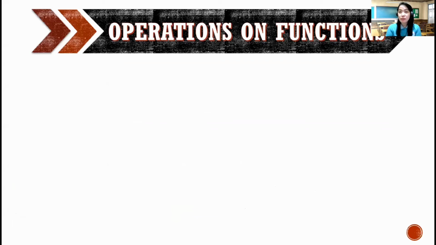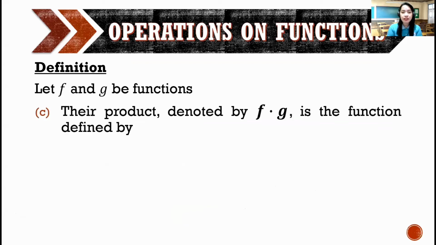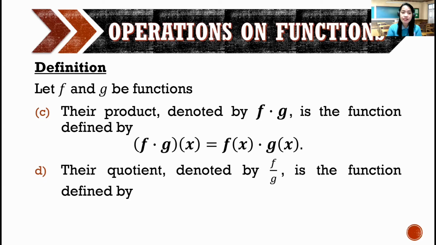Now, for multiplication and division on functions. For the definition, let f and g be functions. On multiplication, their product denoted by f times g is the function defined by f times g of x, that is equal to f of x times g of x. For division on functions, their quotient denoted by f over g, or f divided by g, is the function defined by f over g of x, that is equal to f of x divided by g of x.